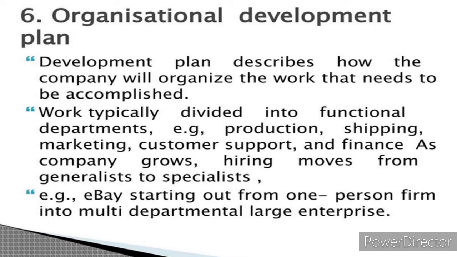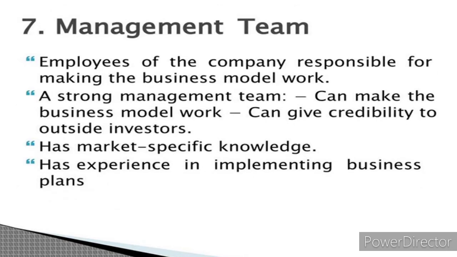Sixth one, organizational development plan. The development plan describes how the company will organize the work that needs to be accomplished. Work is typically divided into functional departments like production, shipping, marketing, customer support, finance, etc. As the company grows, hiring moves from generalist to specialist. Example, eBay starting out from a one-person firm into a multi-departmental large enterprise.